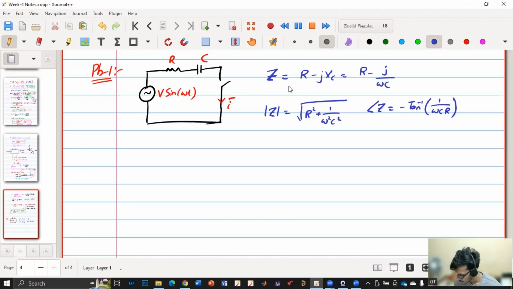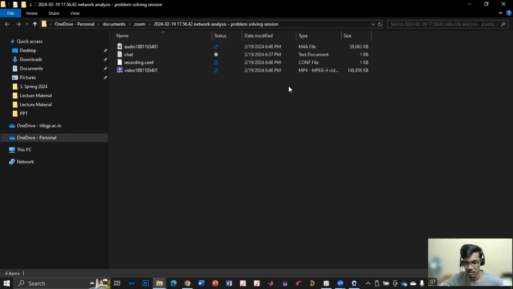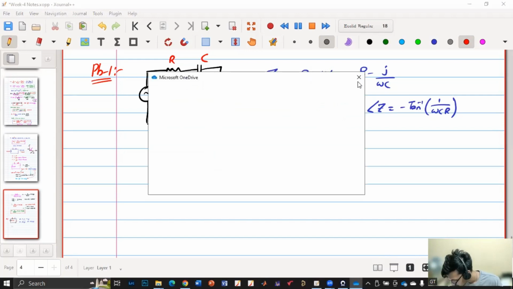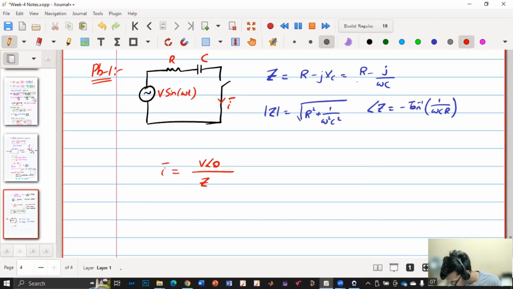Now for calculating the phasor, I will use whatever you have told. How to calculate phasor I? I equals V by Z. V in polar form is V angle 0, by Z angle theta. So I phasor is V angle 0 by Z, where Z I have represented as mod Z: square root of R square plus 1 by omega square C square, into angle Z, so angle minus tan inverse 1 by omega C R.